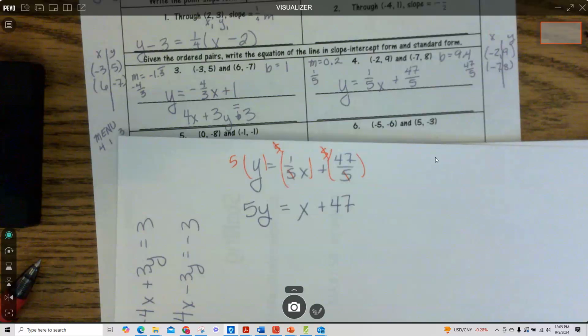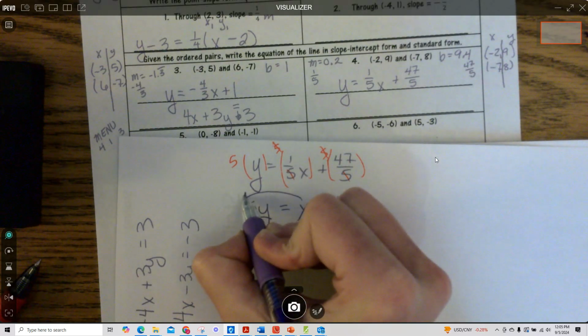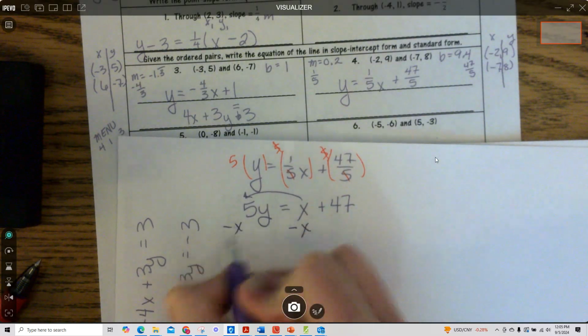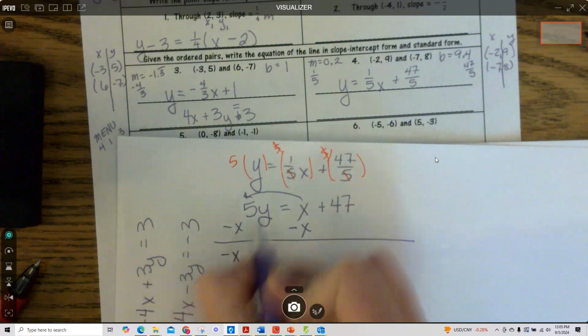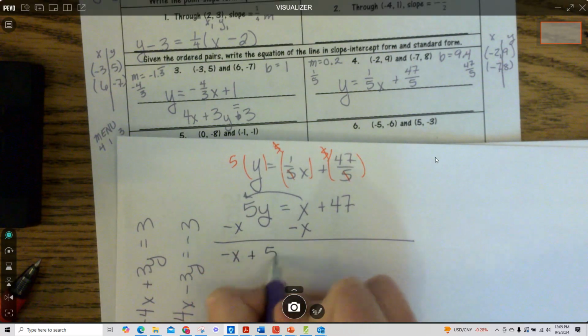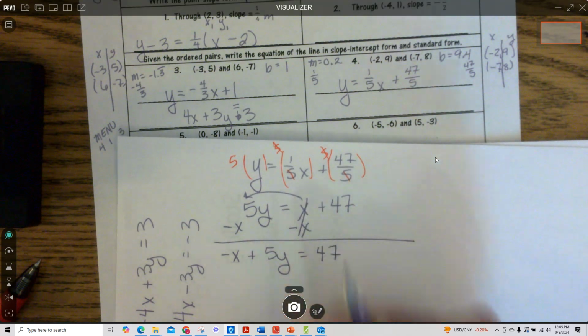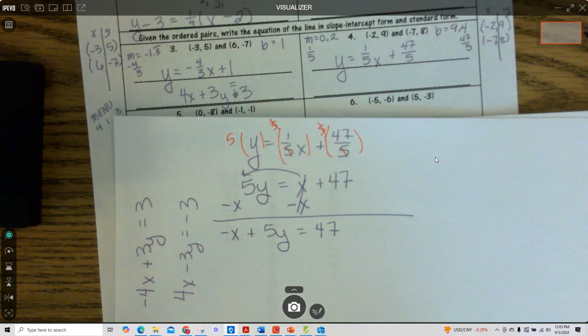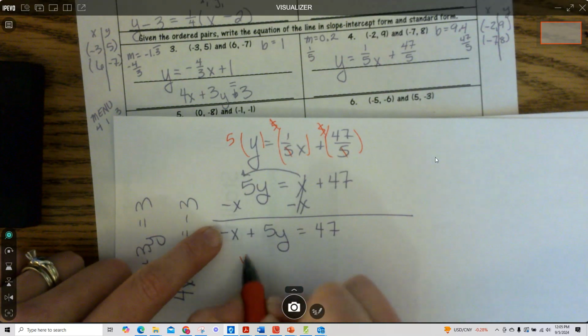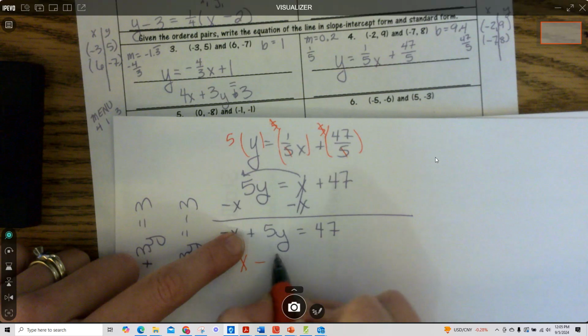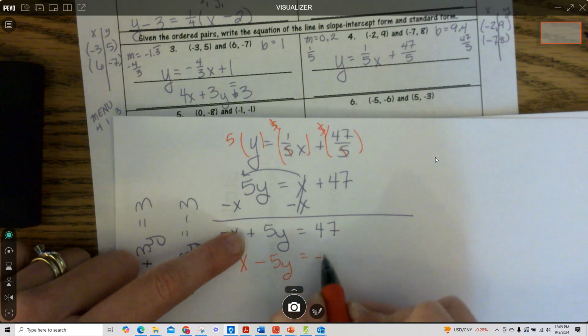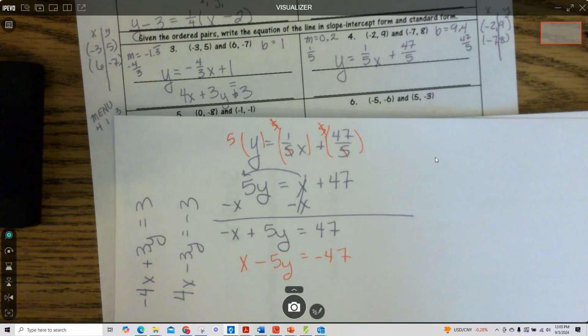All right, second rule of standard form. What do we do? X has to be with the y. So how do I move it? Minus. So now I've got negative x. Now 5y is positive, so I do plus 5y. And that equals 47. What's the last rule of standard form? X may not be negative. So flip everything, right? Negative x becomes positive x, plus 5y becomes negative 5y, positive 47 becomes negative 47.